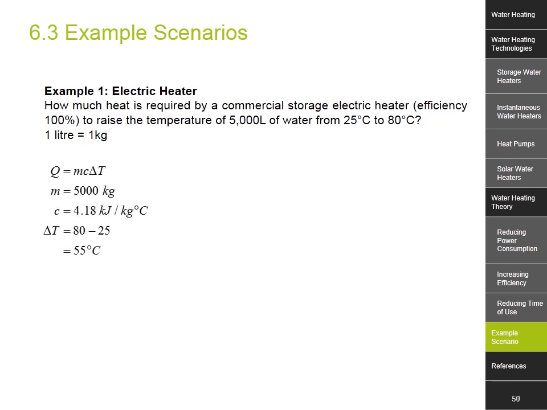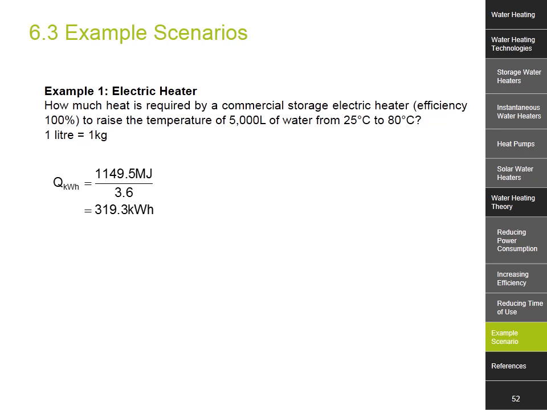To solve this, first state what's known. The mass of the water is 5,000 kilograms. The change in temperature, or delta T, from 25 to 80 degrees is 55 degrees. And the heat capacity of water is 4.18 kilojoules per kilogram degrees Celsius. Then input the values into the formula to reach a value of 1149.5 megajoules.